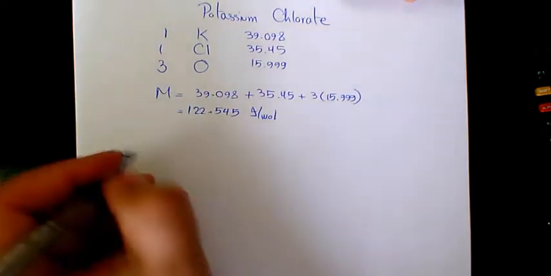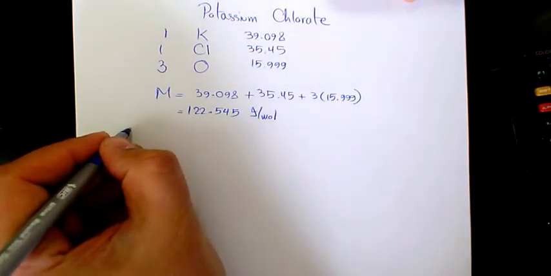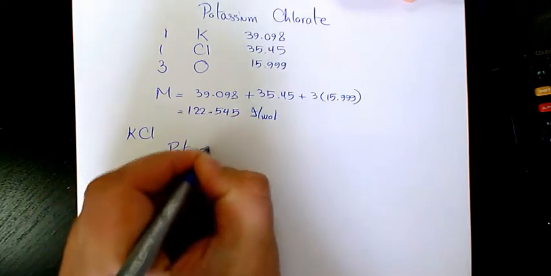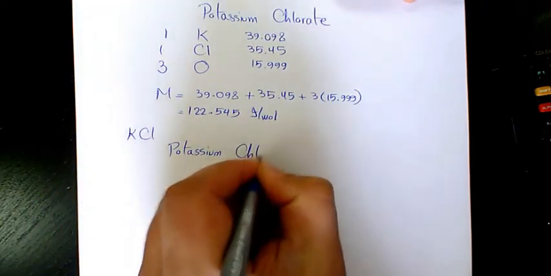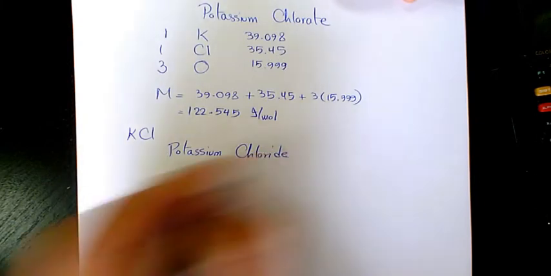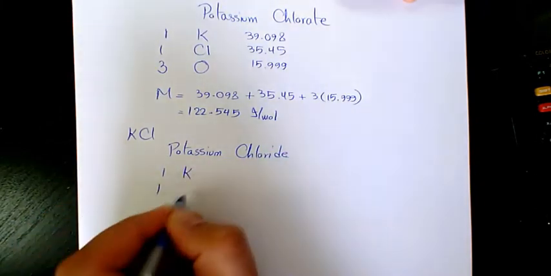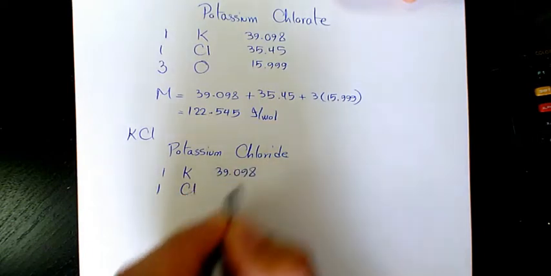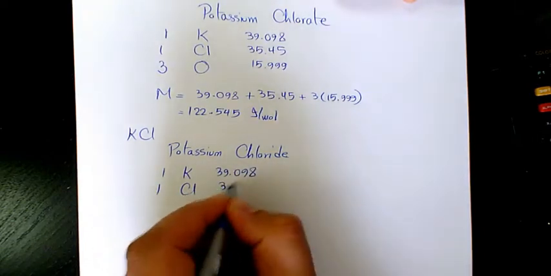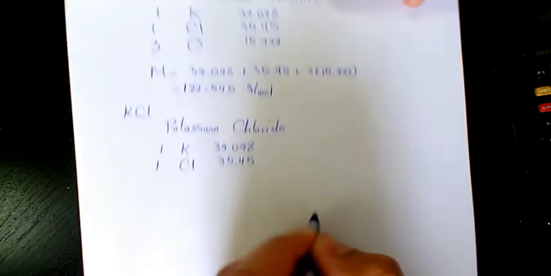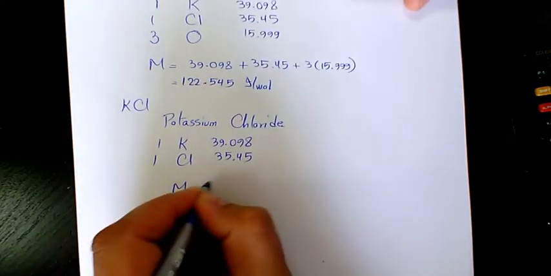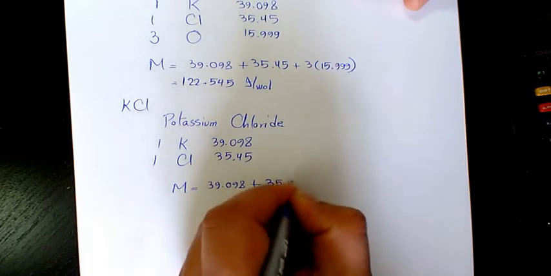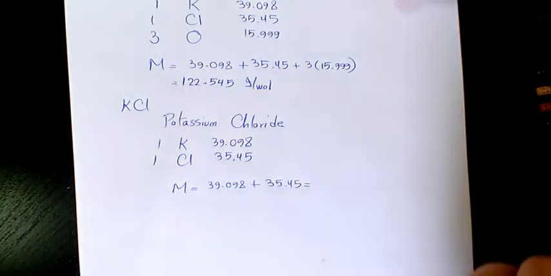Next compound is KClO2, or potassium chlorite. One atom of potassium, one atom of chlorine, and two atoms of oxygen. Potassium is 39.098. Chlorine is 35.45. Just one atom from each, so just simply add the atomic masses.